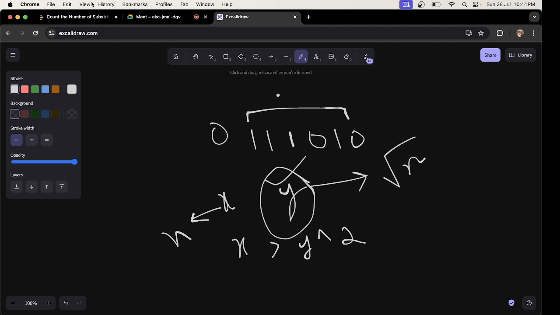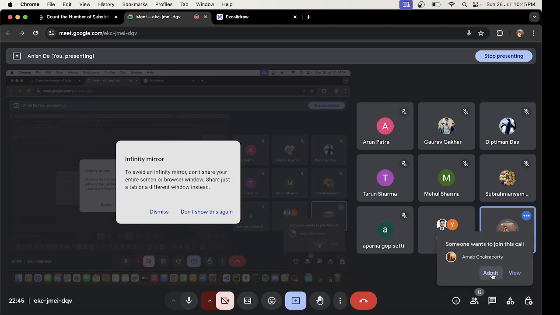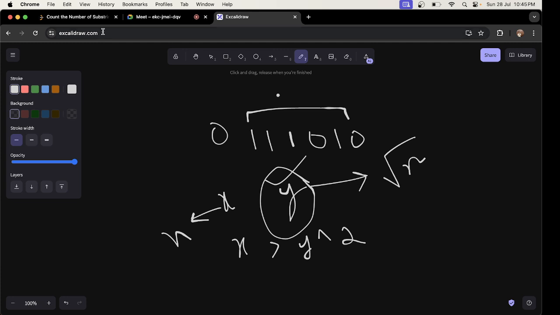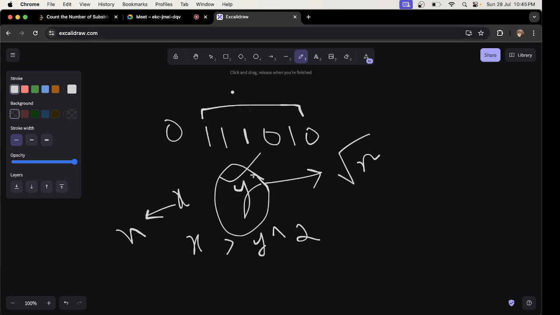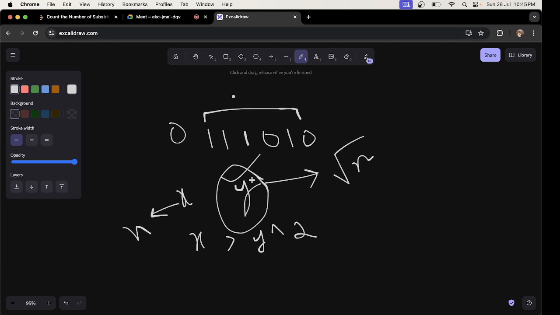So for a substring to be dominant, listen to this very carefully: you can have at most square root of n zeros in it. The moment we have more than square root of n, we will stop the operation and say that this string can't be dominant. Let's go to the next substring. Is this clear? Yes or no?